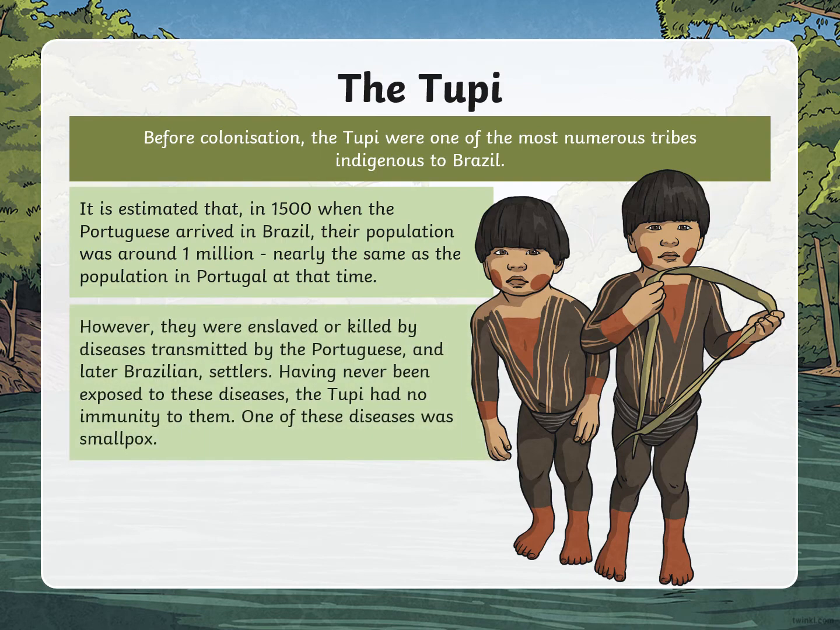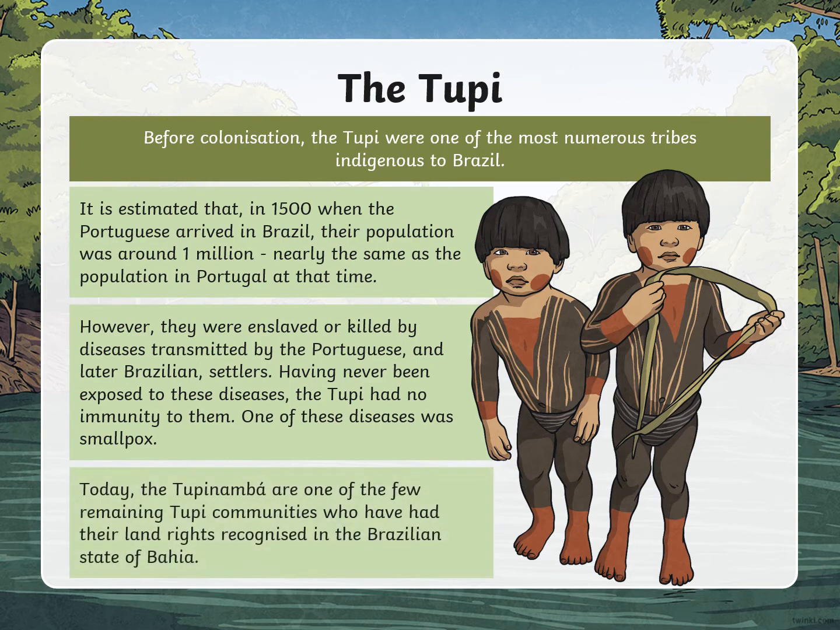However, unfortunately, they were also enslaved, or they were killed by diseases, again transmitted by the Portuguese and later Brazilian settlers. Having never been exposed to these diseases, the Tupi had no immunity to them, and one of these diseases was smallpox. Now, luckily, we've eradicated that over here, but unfortunately, those poor Tupis fell ill and ended up very unwell indeed.